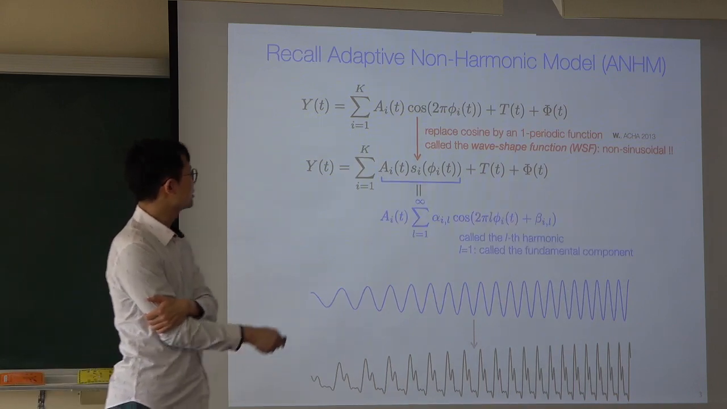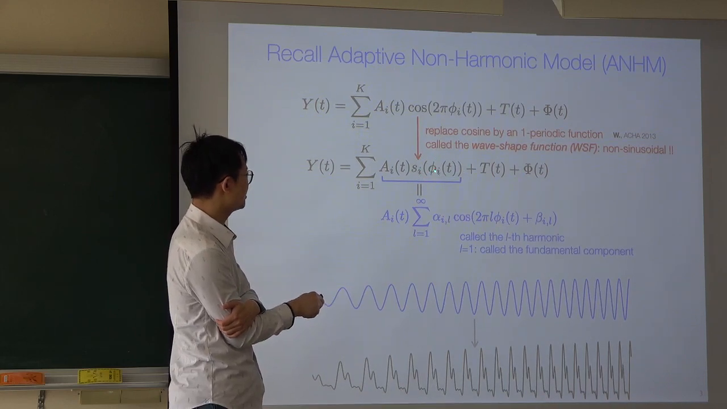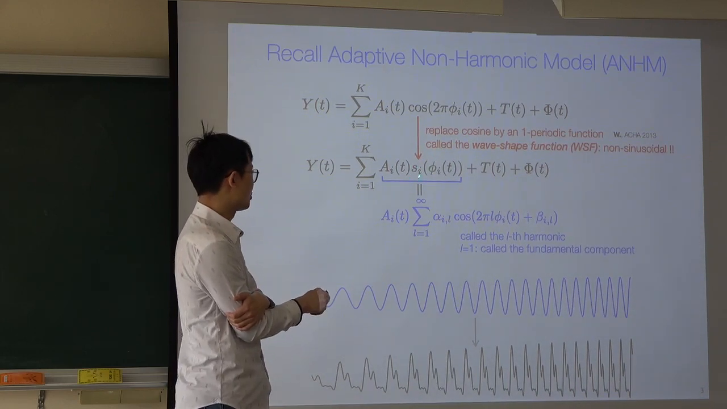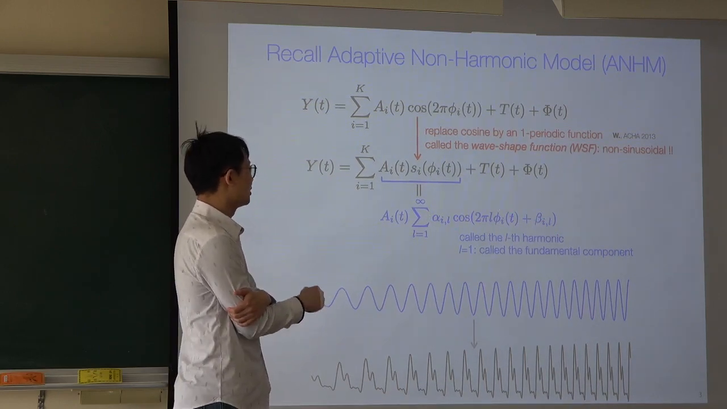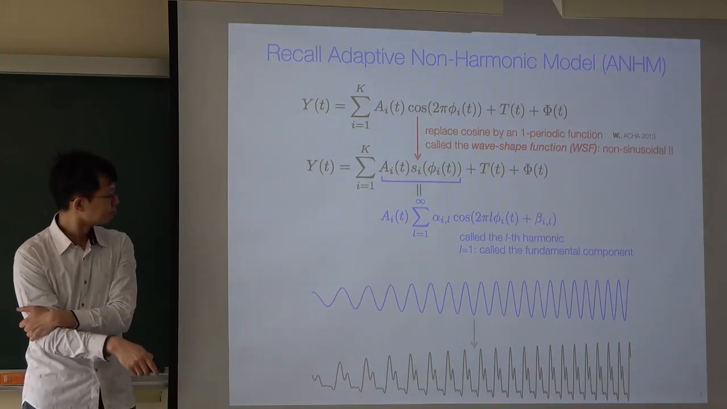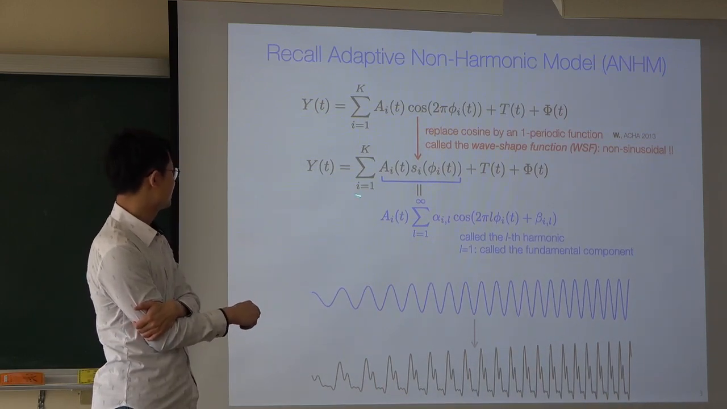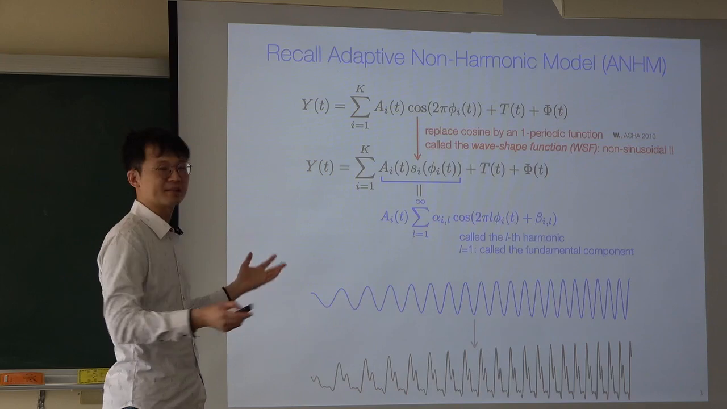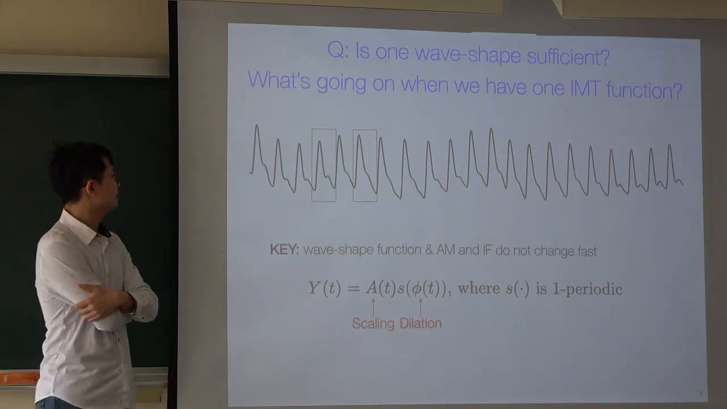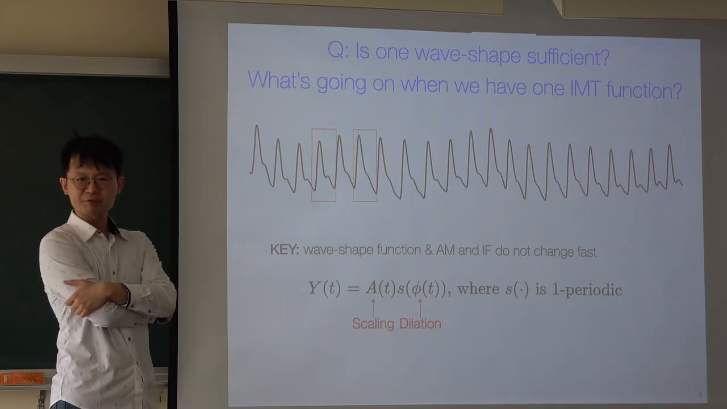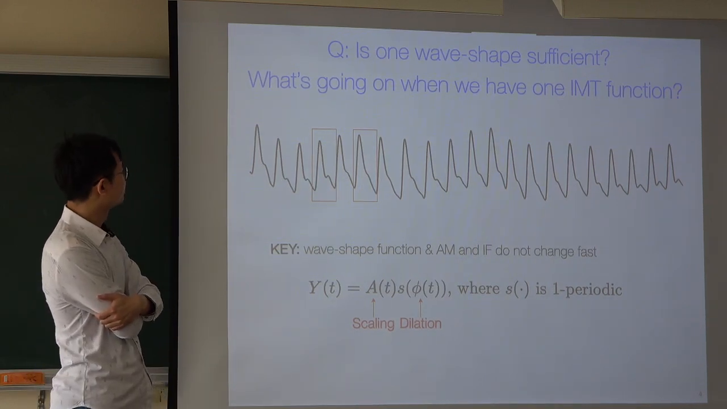And we have several terminologies. For example, we can use a Fourier series to represent the wave shape function and call each term the harmonic, and so on. So technically, you can view it as infinite components of cosine functions. But the question we want to ask here is: is one wave shape function sufficient for real-world data?